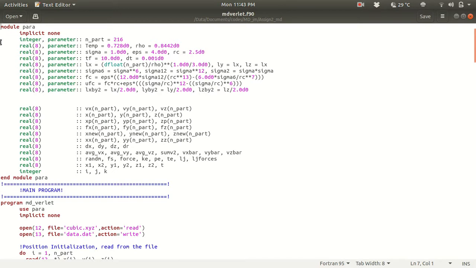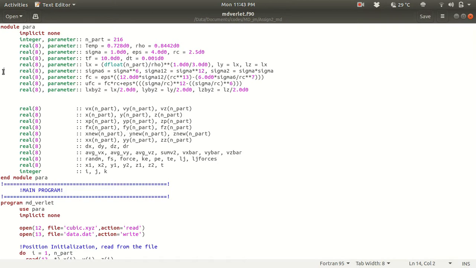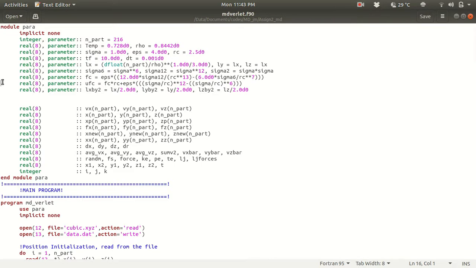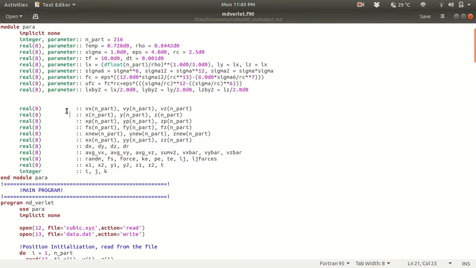These variables will be needed throughout the code. So rather than defining them many times, I just write them in this module, and whenever I need any of these variables, I just use this module. Let's say I call use para. That means it will use this module, and any variable inside it will be available to that subroutine. So whenever I call this module para, these variables and parameters will be accessible.